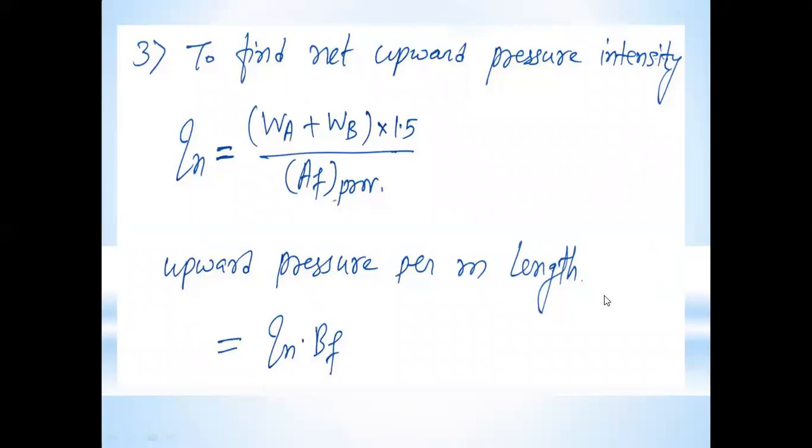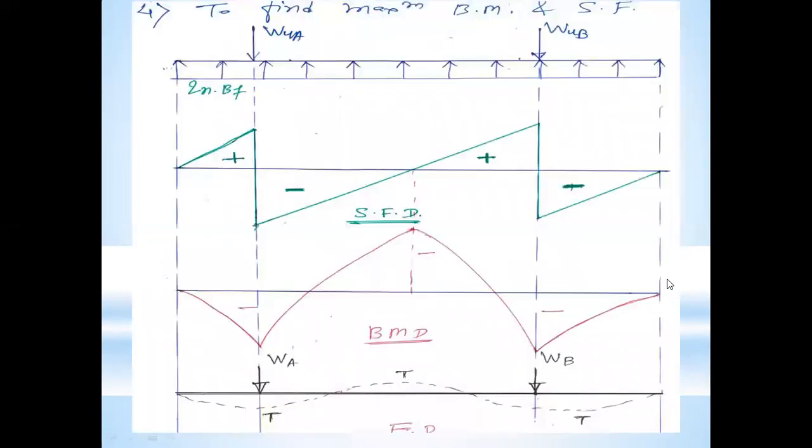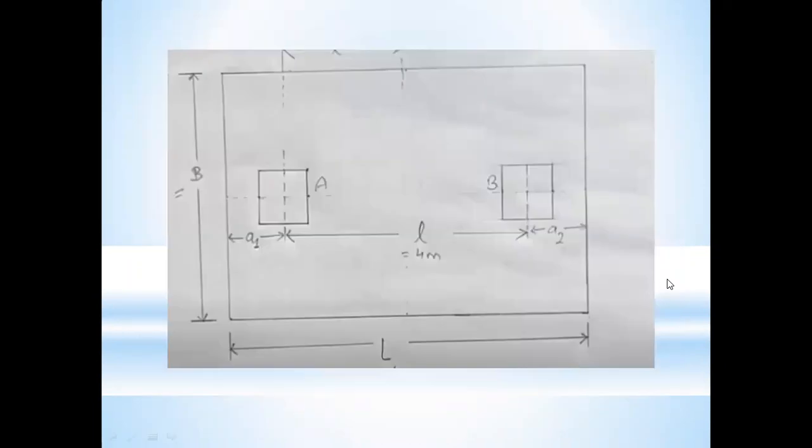If we calculate the upward pressure per meter length, then per meter length means L is equal to 1. What will be here? B and L, where L is equal to 1, then the remaining upward pressure will become QU into BF. That is the cross section area of the footing.